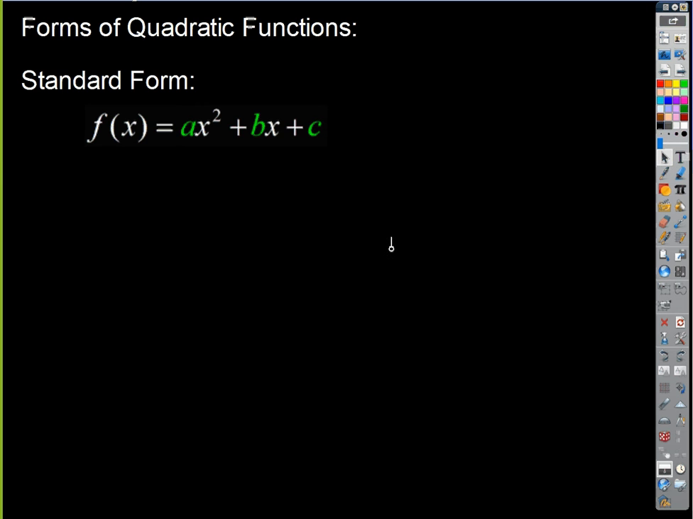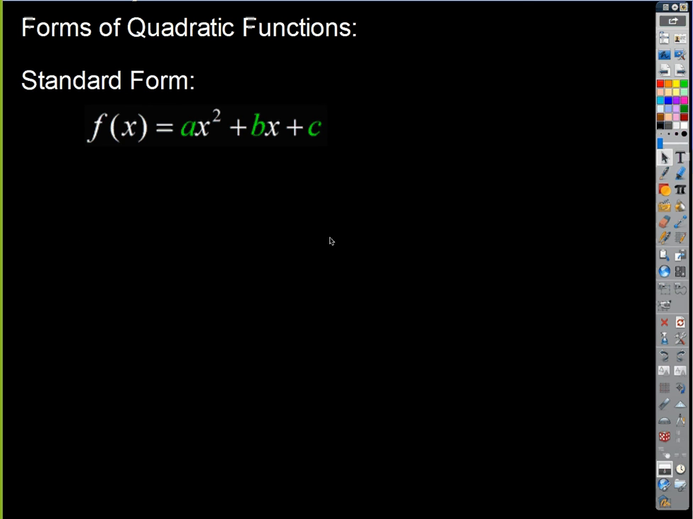So we've got to know standard form, and vertex form, which is f of x equals a times the quantity x minus h squared plus k. What's important about this? What are the coordinates of the vertex? h and k. Good. What does a do again? Vertical stretch and compression. So it's the vertical dilation factor.